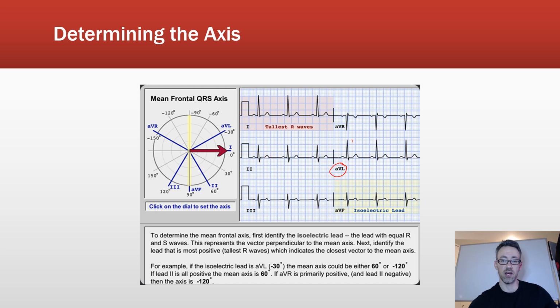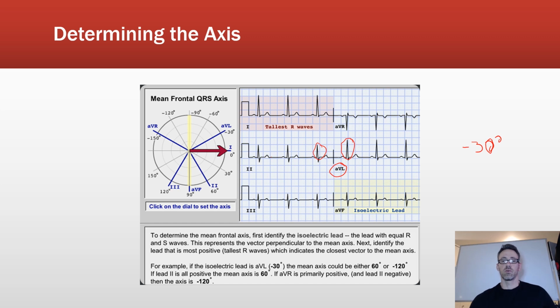but you notice that AVL's upright deflection is greater than 2's, which suggests that there's electrical activity moving more towards the direction of lead AVL, which again, remember, is negative 30 degrees. That's my poor handwriting there, but that's negative 30. So it's pointing more towards AVL than it is towards 2 because it's more upright in AVL.